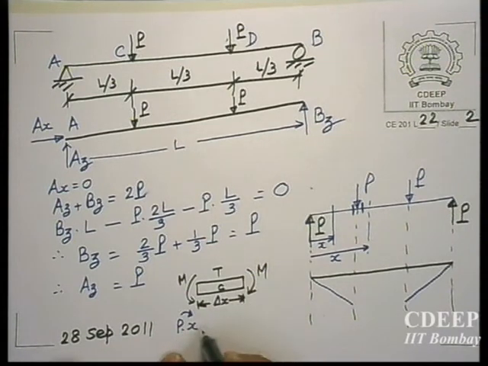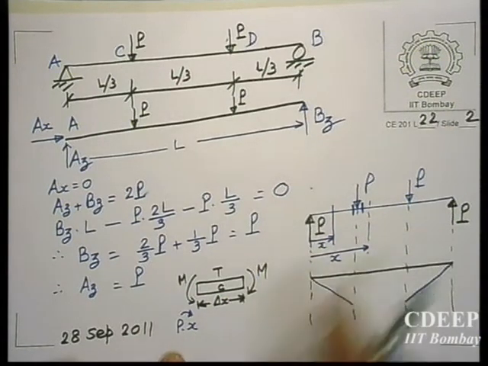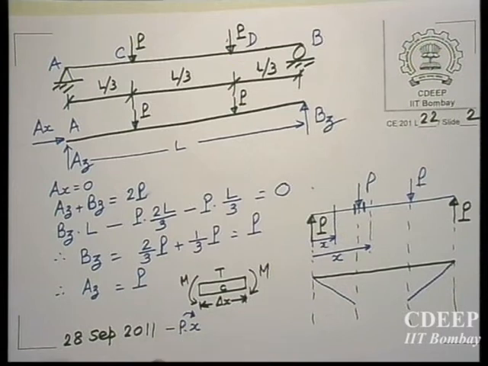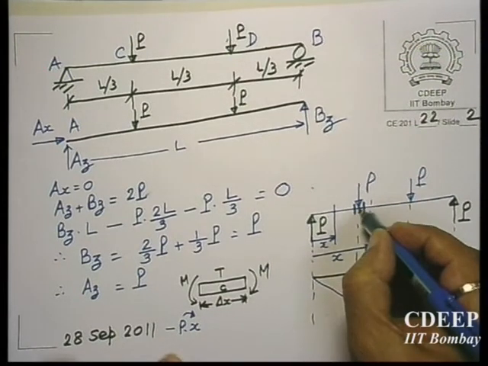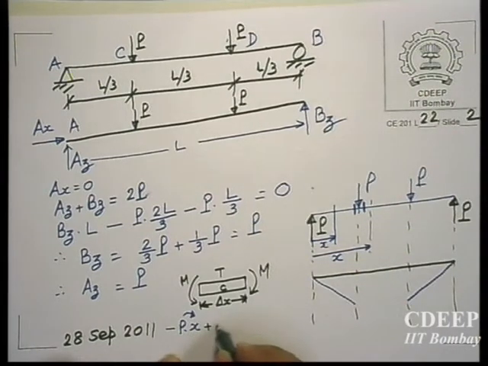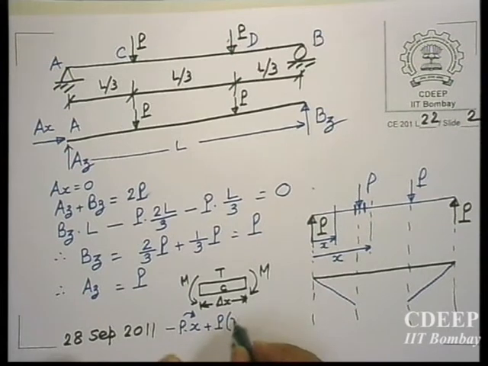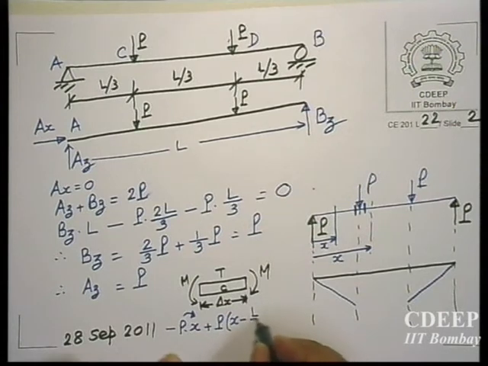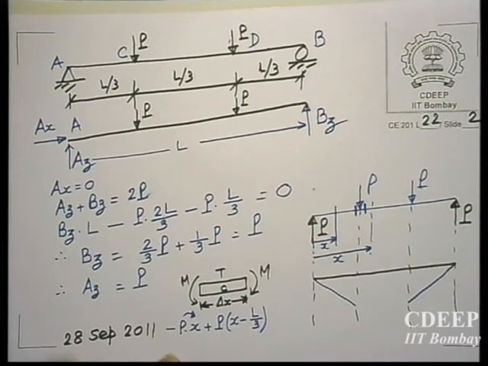So minus P into x is producing a tension at the bottom, so this is minus, and then this P is producing tension at the top. So plus this P into x minus L by 3. And that is all. So that is the bending moment at this section. So that is equal to bending moment M.